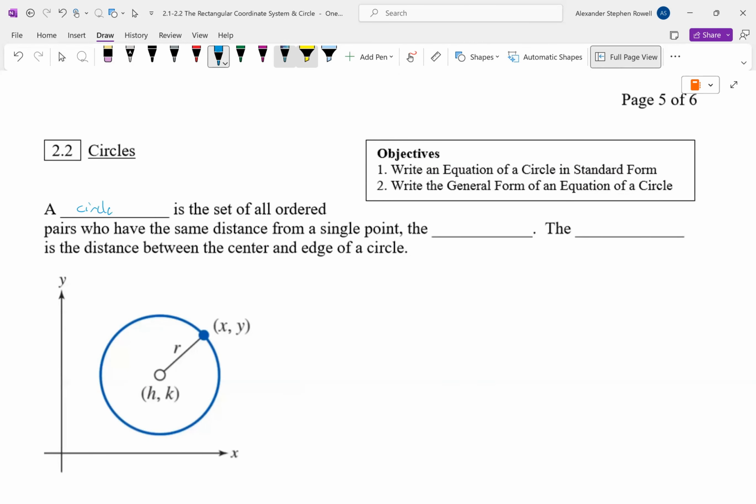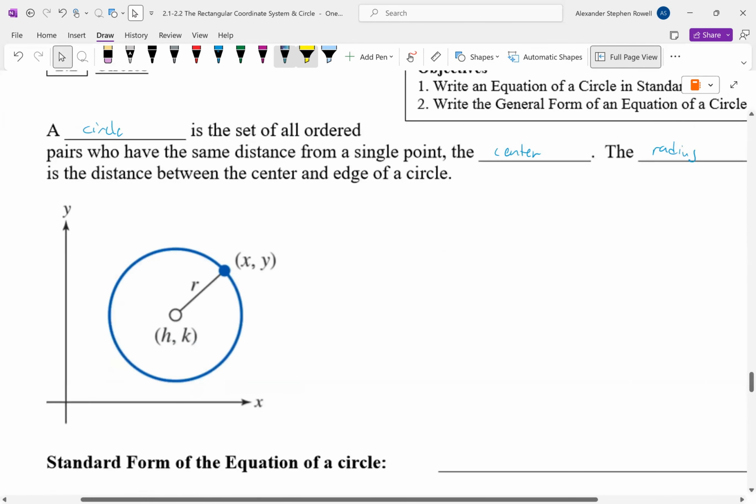A circle is a set of all ordered pairs who have the same distance from a single point, called the center. The radius is the distance between the center and the edge of the circle. You now have the tools to derive the equation of a circle, centered anywhere. Because we can say the center is given by an arbitrary ordered pair (h, k), and we can say that the points on the circle are (x, y).